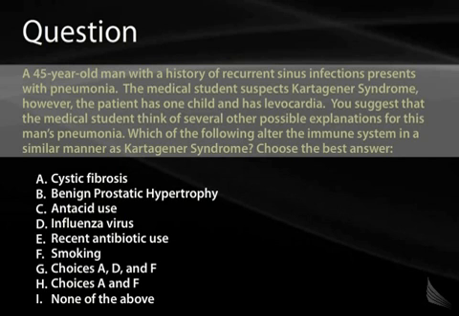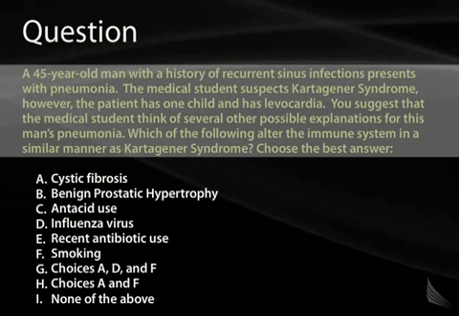So let's go through these answer choices. A is cystic fibrosis. Would that mimic a ciliary defect? Yes, it would, because again we have this thick mucus that then binds up the cilia and makes it impossible for it to do its job. How about B, benign prostatic hypertrophy? Not so much. C, antacid use. More of a chemical barrier, not quite mechanical, not thinking about ciliary, so again we would eliminate that one as well. How about D, influenza virus?